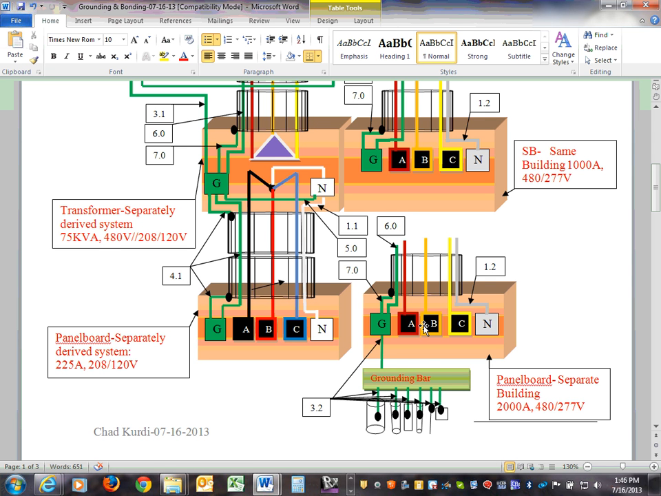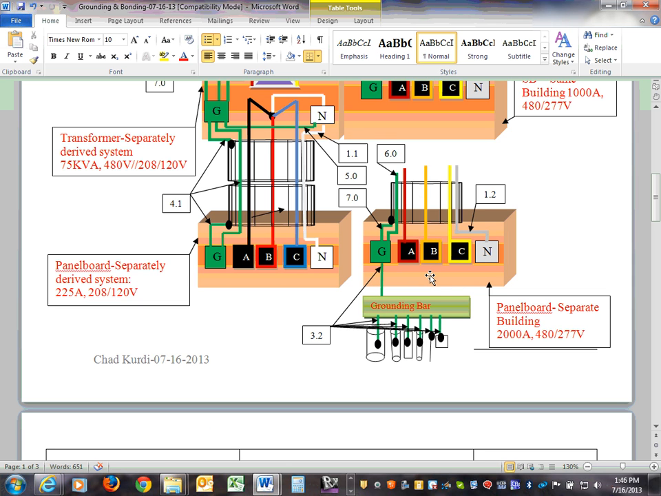So it's like a service. The service circuit breaker has to be bolted in. It can't be plugged in. So that's related to the overcurrent protection device. That secondary building has to be service entrance rated as well.